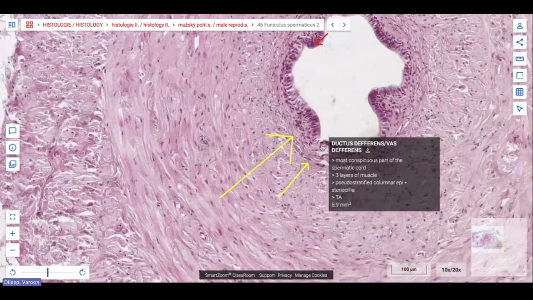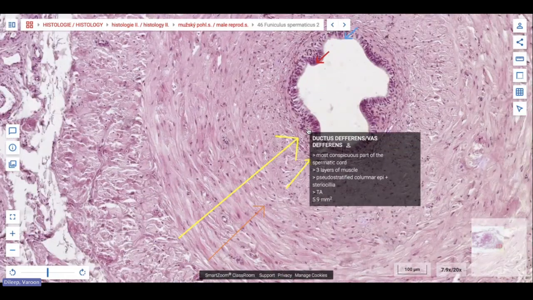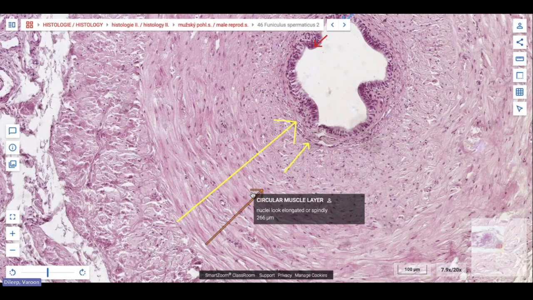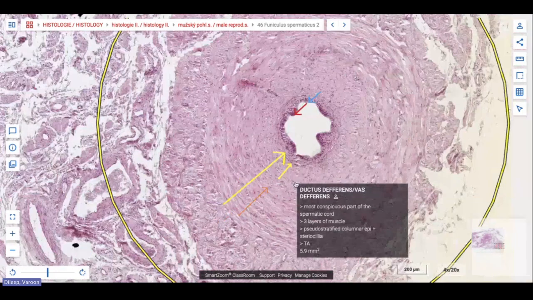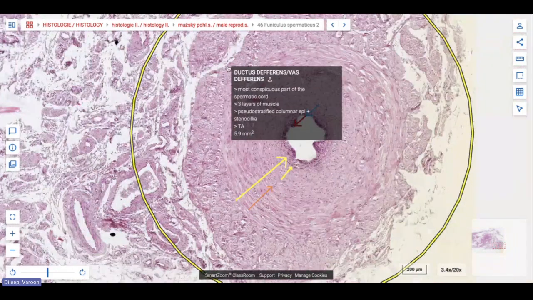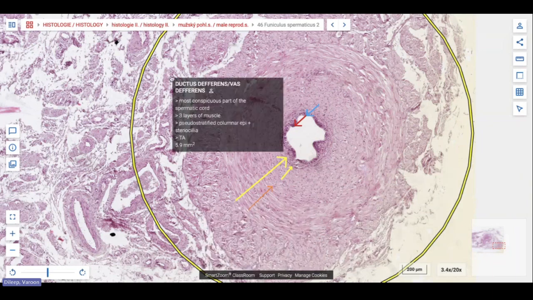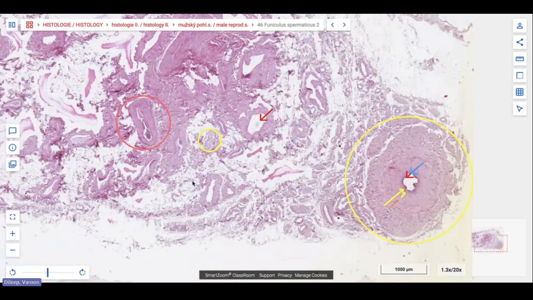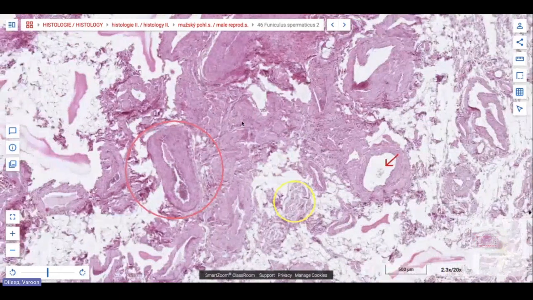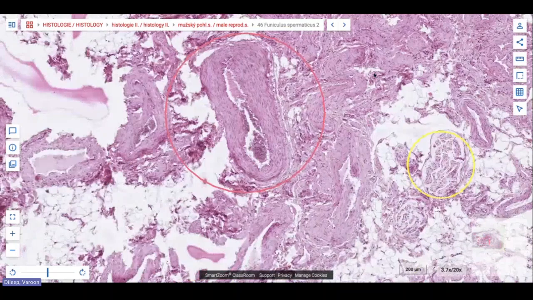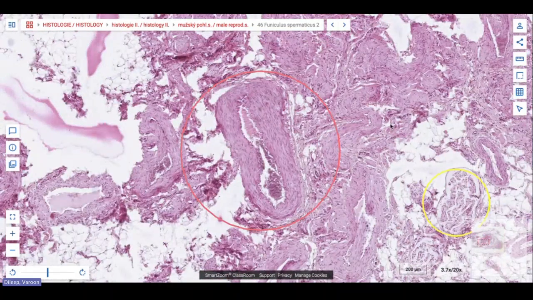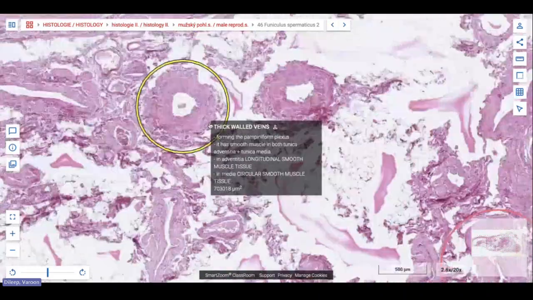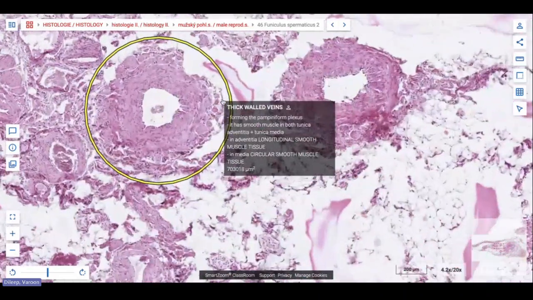Then we have the tunica muscularis, which is made up of two layers: a longitudinal muscle layer as well as a circular muscle layer. On this part, which is not labeled here, on the outer part is the tunica adventitia, which is made up of loose connective tissue, vessels, and nerves. Another characteristic feature is the veins. These are the veins which form the pampiniform plexus, as I explained. I'm sorry, this is the artery, this is the vein. Yes, these are the thick-walled veins which form the pampiniform plexus.